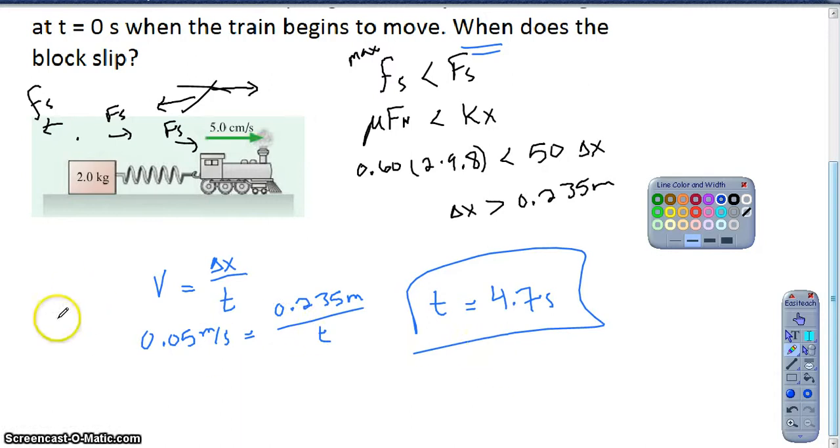But anyway, hopefully nothing too tricky with this example. Again, just getting comfortable with my spring force, which I know we sometimes forget that equation.